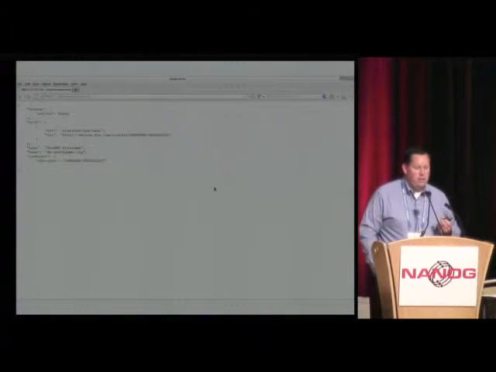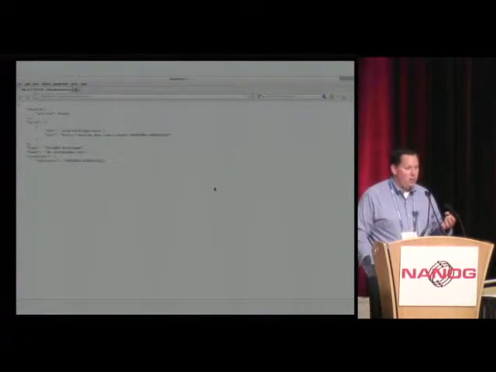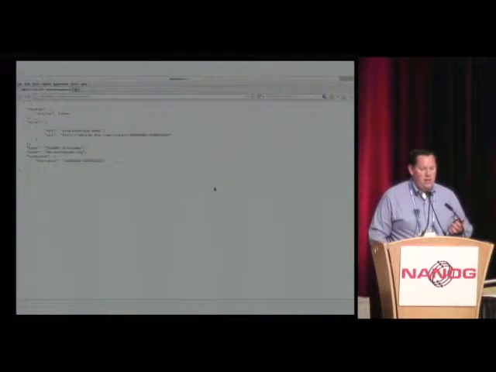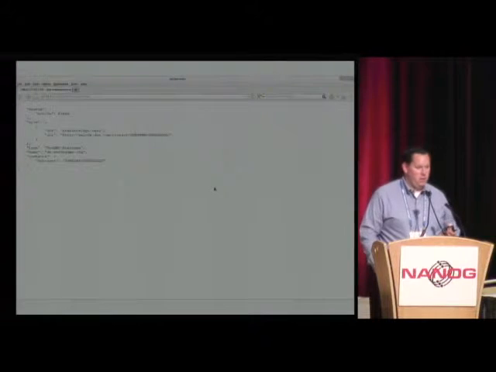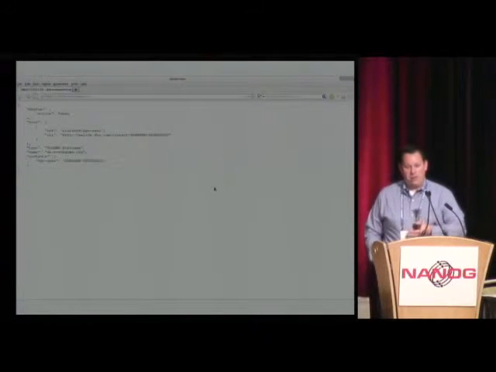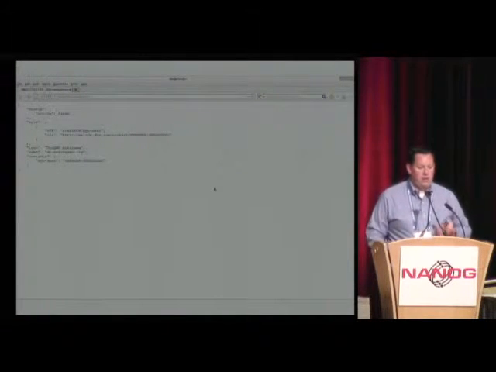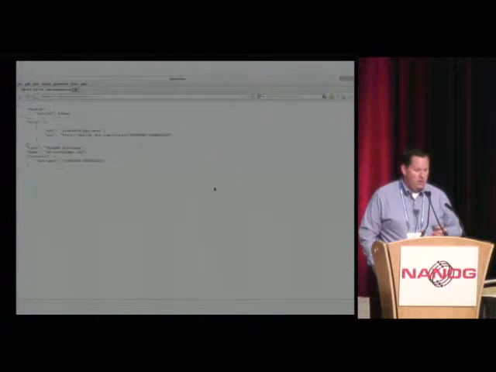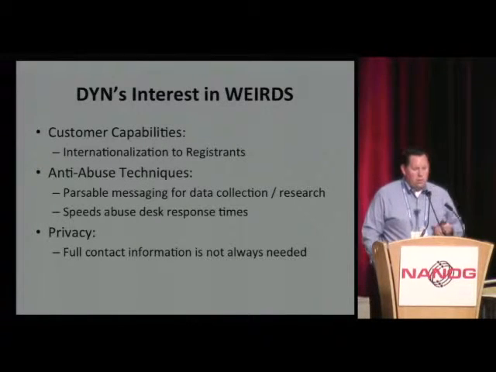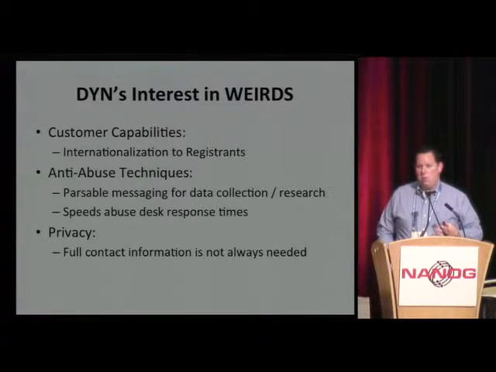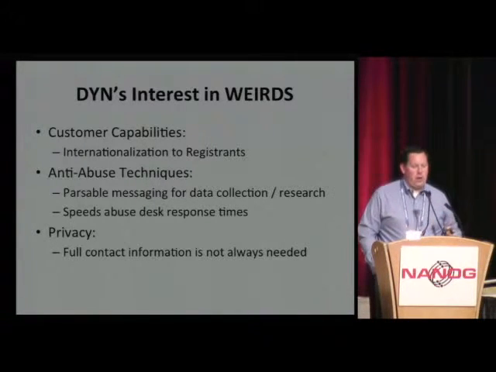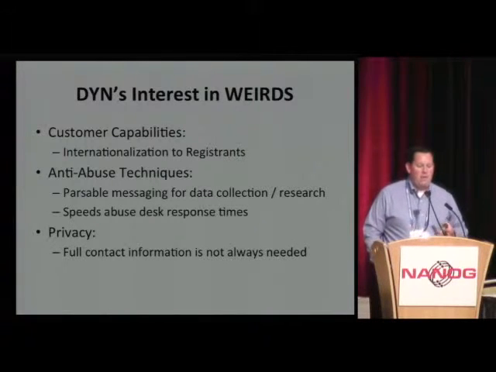And then at Dyn, we run a free dynamic DNS service. This is a free dynamic DNS hostname with some WHOIS information, or some WEIRDS information, that we are thinking of exposing. So what are our interests, right? For our customers, we want to make sure that we're able to support their internationalized domains and their internationalized contact information for their registrants.